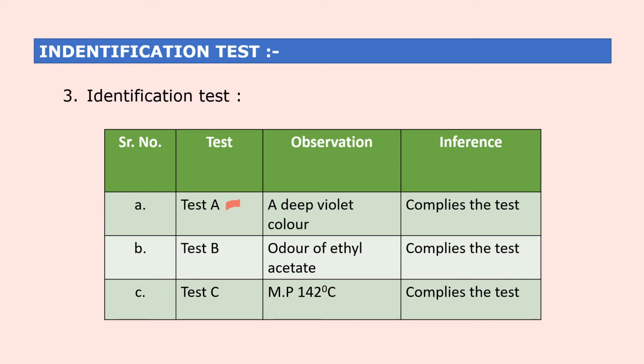Now do the filtration. After filtration, in a test tube you will take that white precipitate which you have obtained after filtration. In that you will add 2 ml of water and 2 ml of ferric chloride solution. After adding ferric chloride solution, if it gives a deep violet color, that means it complies as per IP. That is your test A.